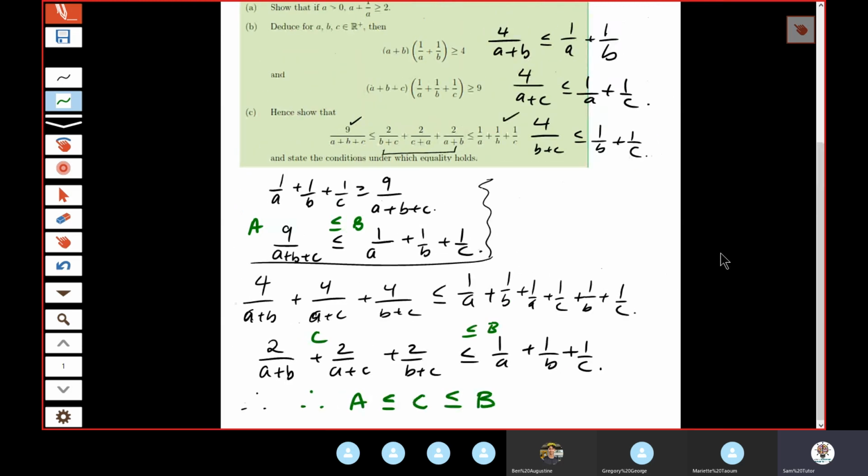Any questions? And state the conditions under which equality holds. Equality, such that this equals this equals this. For equality to hold.